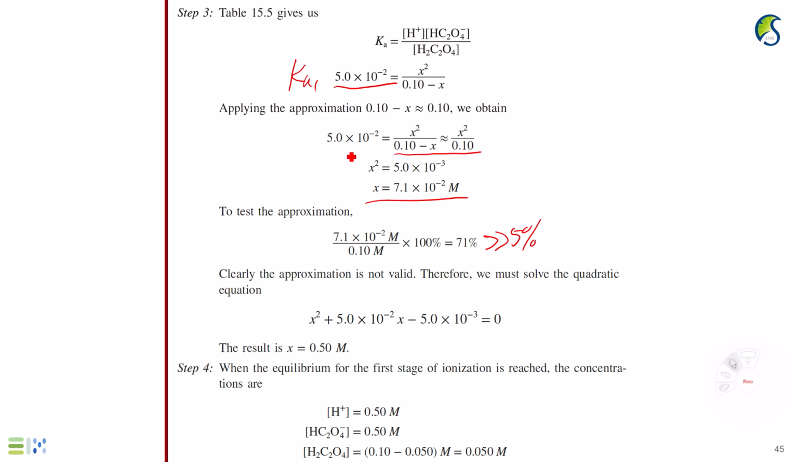So you need to solve this quadratic equation, 2차 방정식. And here, if you solve this 2차 방정식, you will get x equals 0.5 mole. So after the first protonation is finished, you will have this amount of H plus in solution, and this amount of HC2O4 minus, and this amount of remaining unionized initial weak acid, right?